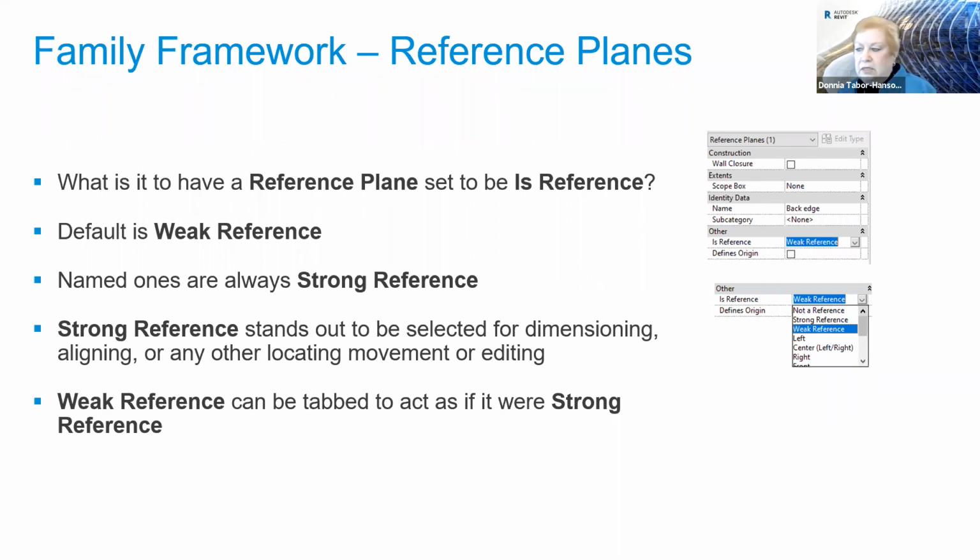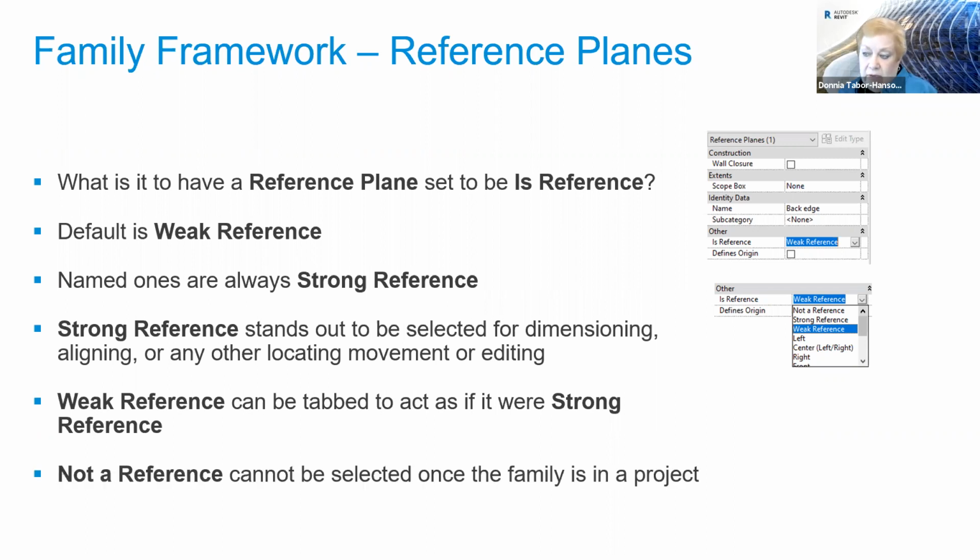So if you're dimensioning to something that's a weak reference, you can tab through and get to it. There also is not reference. Let's say you're building a box and it has legs on it. The legs reference planes where you want them to line up, I would probably make them not reference. I'm probably not going to dimension to them. I don't care about those legs. They're there to support my box. My box is my family.